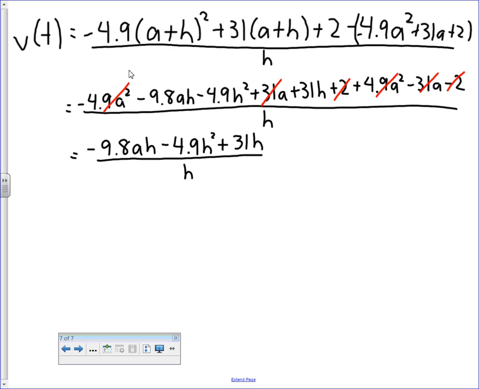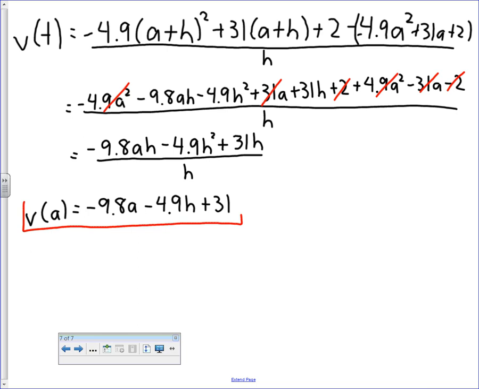So v of a is negative 9.8a minus 4.9h plus 31. That 4.9 that you've seen in every single equation is what changes your speed, the gravity difference, negative 9.8. Also remember, since this is instantaneous, what's h going to be? 0. So really it's negative 9.8a plus 31.